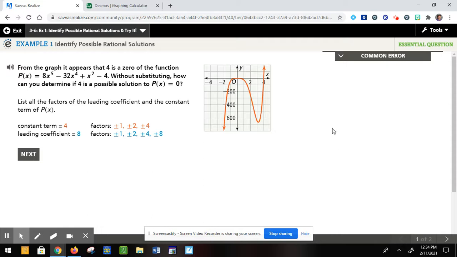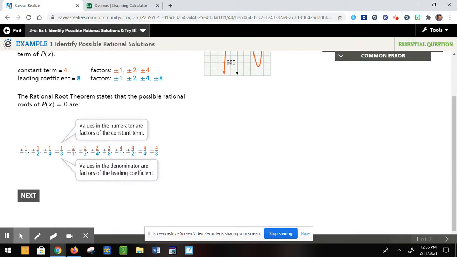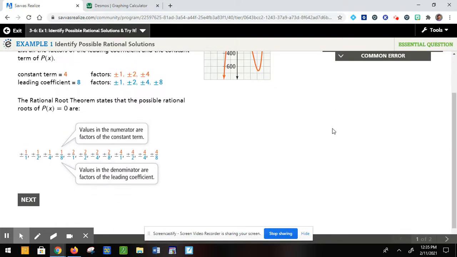If you look at the function, you use the constant, which is 4. It doesn't matter that it's negative because you're using positive and negative of both. And then the leading coefficient is 8. You find all the factors of the constant and all the factors of the leading coefficient of 8. The rational root theorem states that the possible rational roots are the factors of the constant divided by factors of the leading coefficient. So you take all those possibilities, in this case all the orange numbers divided by all the blue numbers. Those are the possible rational roots.